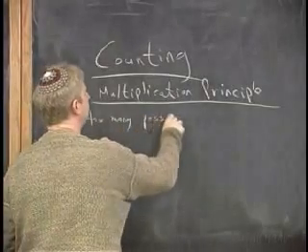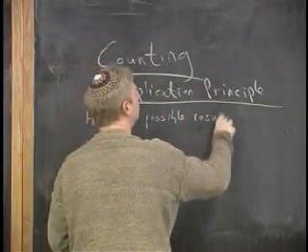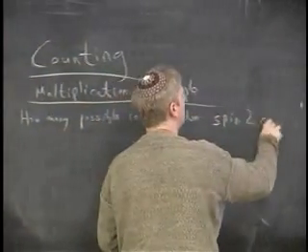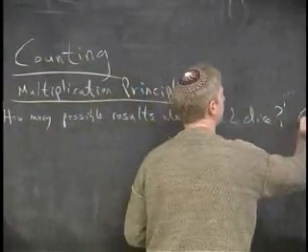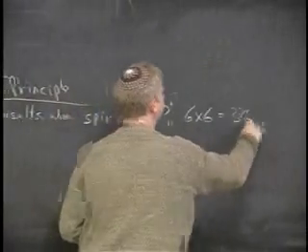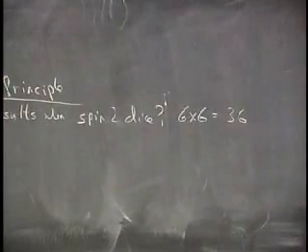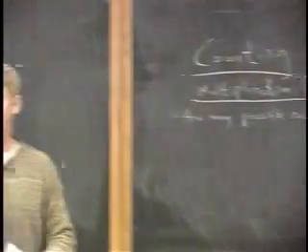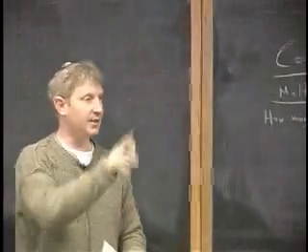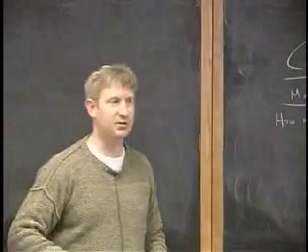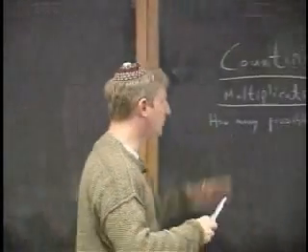So, how many possible results when you spin 2 dice? 6 times 6. You don't have to use the multiplication principle here. You can make a little table, 1 through 6, 1 through 6, and notice that every little entry in that square table is another pair of dice spins, and 6 times 6. But it's part of a more general principle.